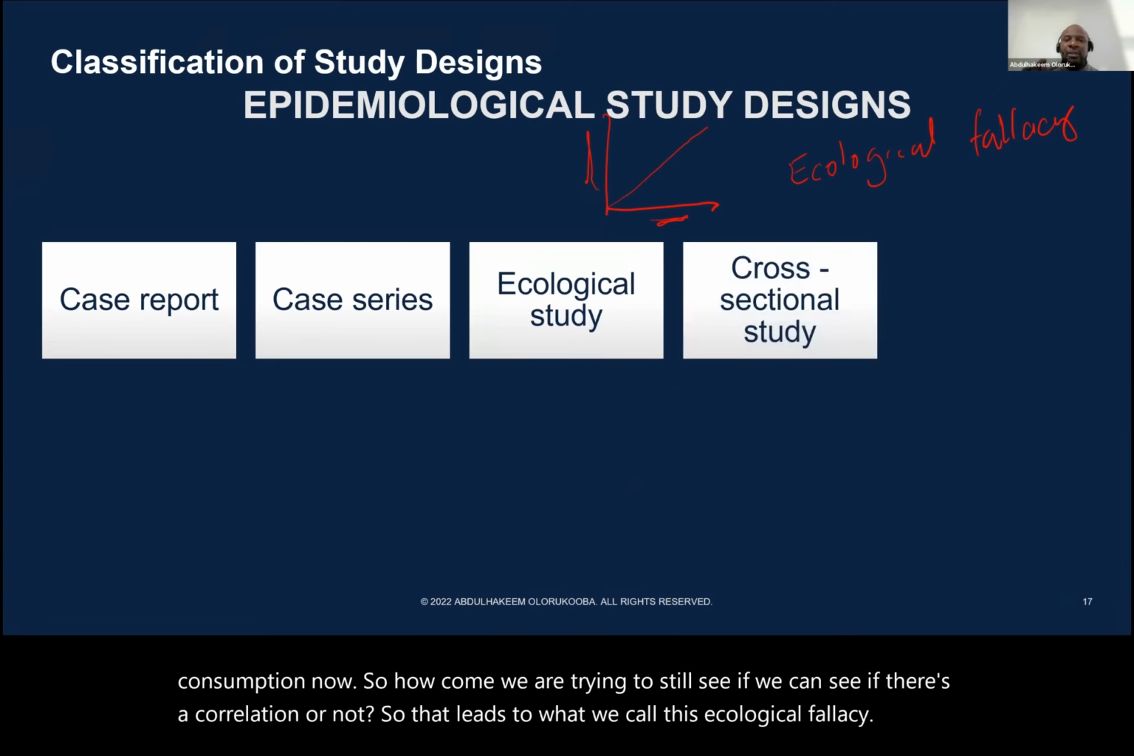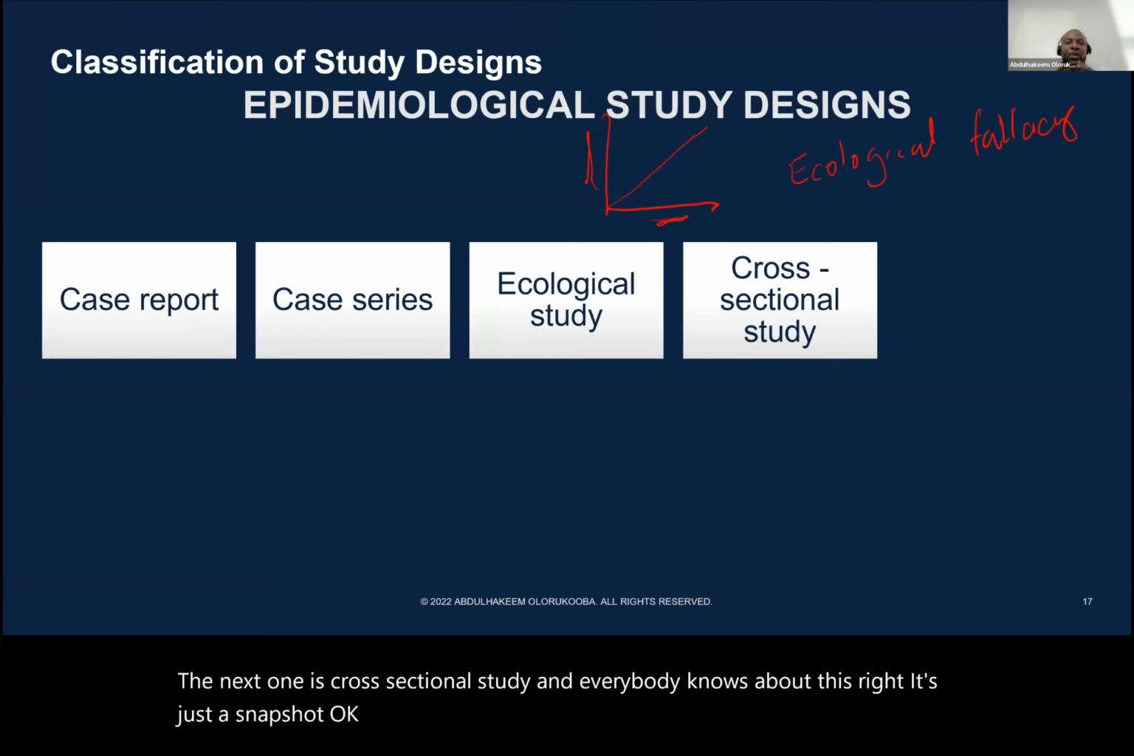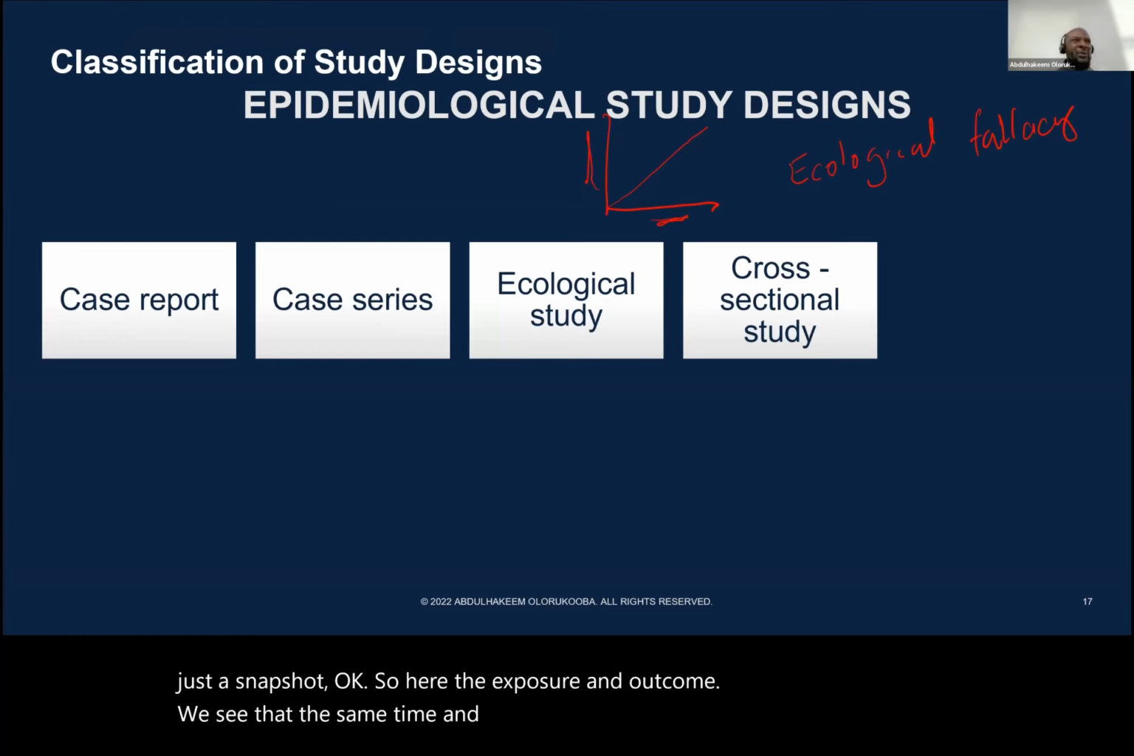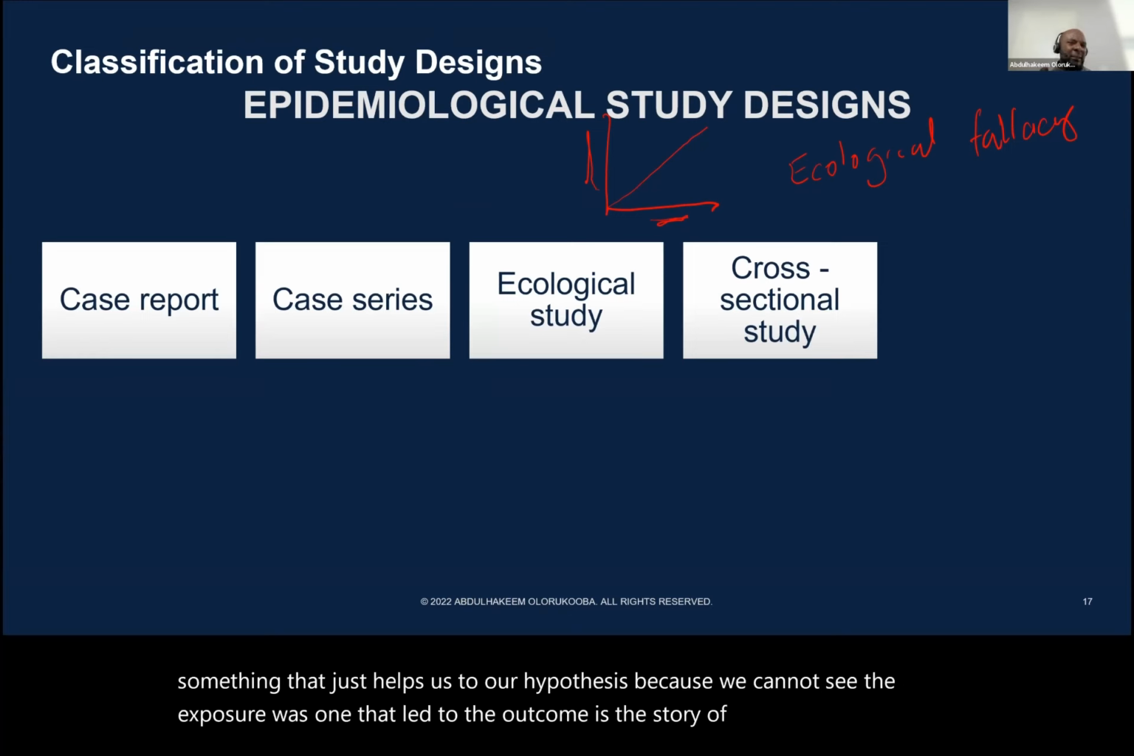The next one is the cross-sectional study, and everybody knows about this, right? It's just a snapshot. Here, the exposure and outcome, we see at the same time. What we do in a cross-sectional study helps us to generate a hypothesis, because we cannot say the exposure was the one that led to the outcome. It's the story of the chicken and the egg.